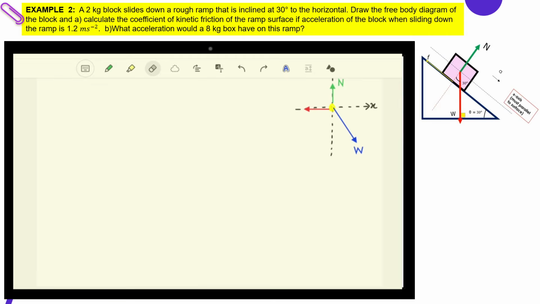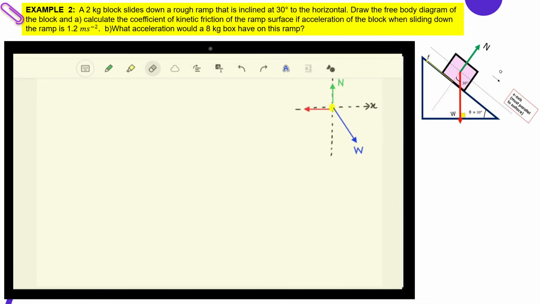Okay, question number 2. A 2 kg block slides down a rough ramp that is inclined at 30 degrees to the horizontal. So we have the inclined plane, where the inclined angle is 30 degrees to the horizontal. Draw the free body diagram. So we have done the free body diagram before. So now we want to calculate the coefficient of kinetic friction of the ramp surface if the acceleration of the block when sliding down the ramp is 1.2 meter per second squared.